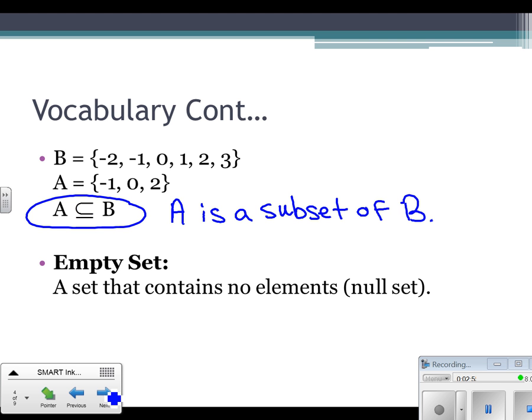An empty set is a set that contains no elements. We also can call it a null set. When we have an empty set, we use one of these two symbols.